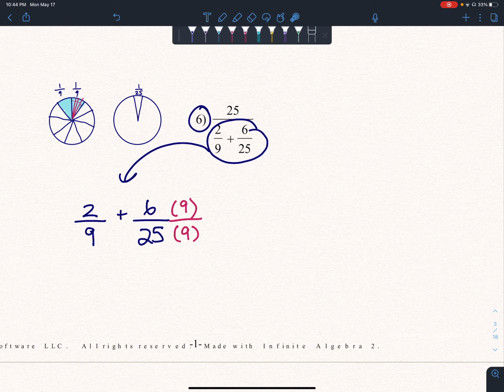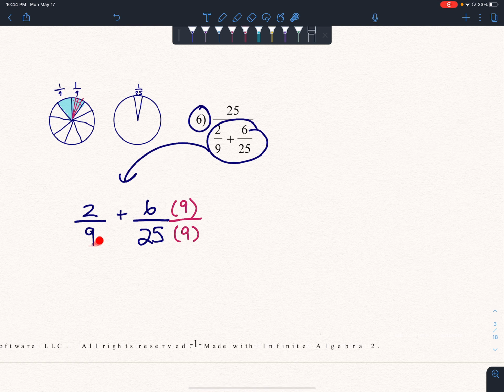So I'm now taking all of these 25 slices, or size 1 out of 25 pieces, and I'm taking each slice and I'm slicing it again 9 times. So each slice is getting sliced 9 times. And then the 6 pieces that I already have that are of this size, I'm slicing those 9 times.